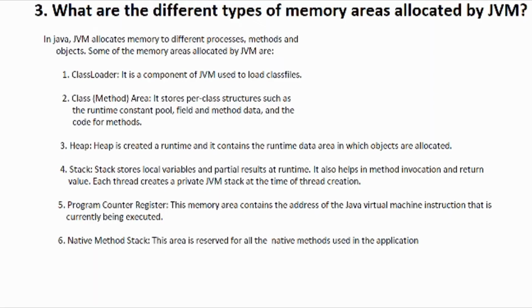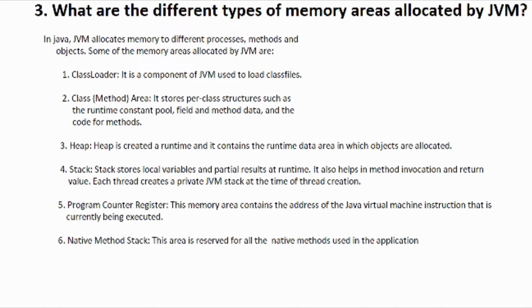3. What are the different types of memory areas allocated by JVM? In Java, JVM allocates memory to different processes, methods and objects. Some of the memory areas allocated by JVM are: 1. Class loader. It is a component of JVM used to load class files.